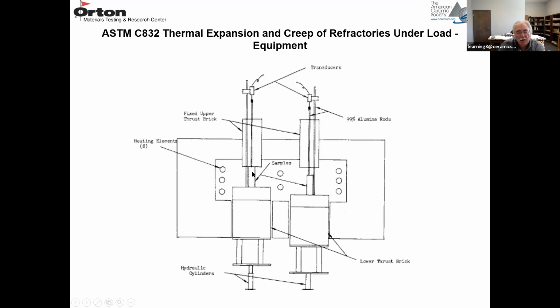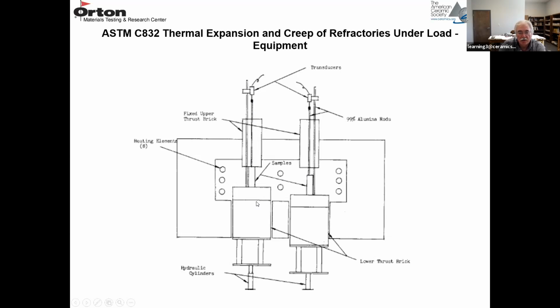So as you heat the sample, and let's say it elongates, this rod moves and you record the change in the dimensions on the transducer. So it's relative to the bottom of the sample. And this furnace has two positions for two different samples. So this is essentially a vertical dilatometer.